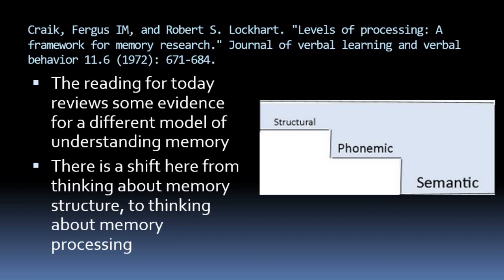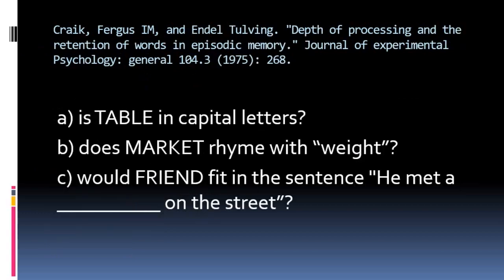And these guys are well before the neural network revolution, but they're making the same basic case that processing and memory are tightly integrated. They are not separate. We're talking about the levels of processing approach. So let's look at some evidence for this. Here's some evidence that you can use to argue for the levels of processing approach. Give people the following questions and see which answers they remember best. Is table in capital letters? Does market rhyme with weight? And would friend fit in the sentence, he met a blank on the street?